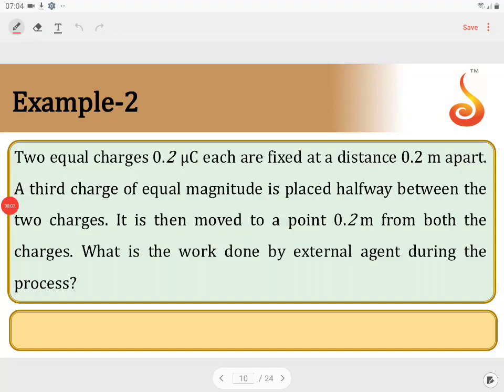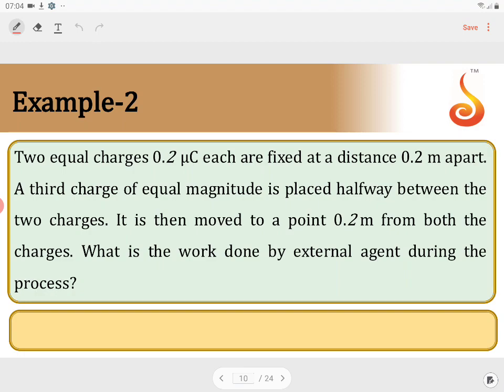Two equal charges, 0.2 microcoulomb each, are fixed at a distance 0.2 meter apart. A third charge of equal magnitude, that is 0.2 microcoulomb, is placed halfway between the two charges. It is then moved to a point 0.2 meter from both the charges. What is the work done by the external agent during the process?